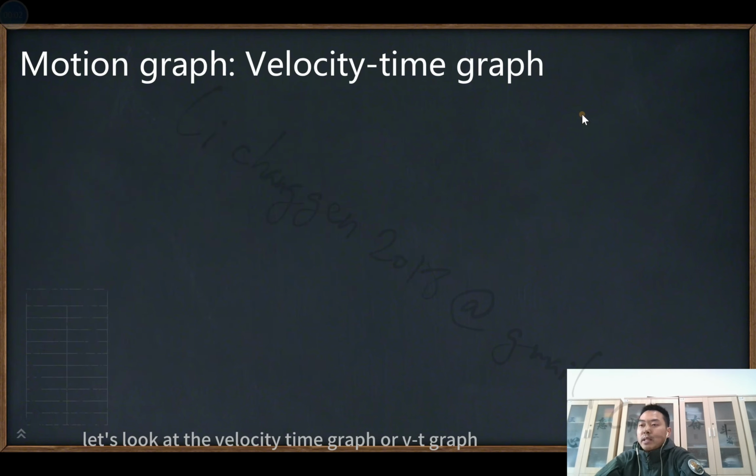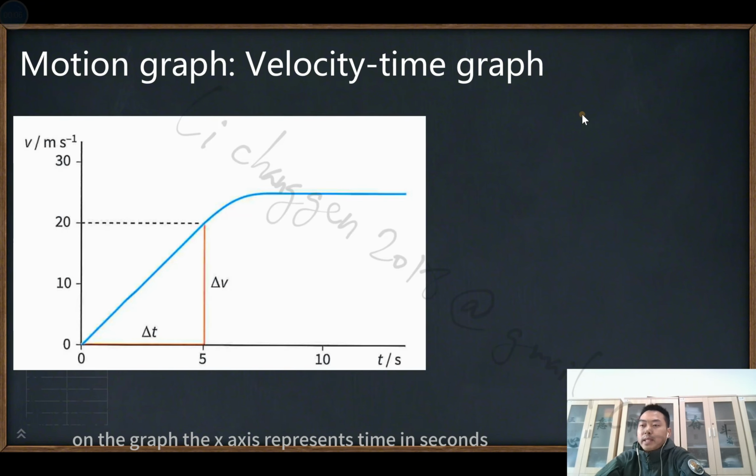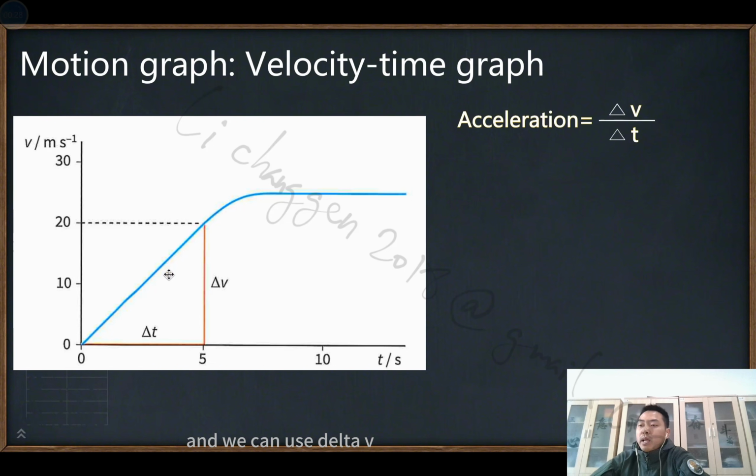Next, let's look at the velocity time graph or VT graph. On the graph, the x-axis represents time in seconds. The y-axis represents velocity in meters per second. The graph tells us lots of information about the moving objects. From this graph, we can find that the velocity was increasing in the first 5 seconds, which means the object is accelerating, and we can use delta v over delta t to calculate the acceleration.